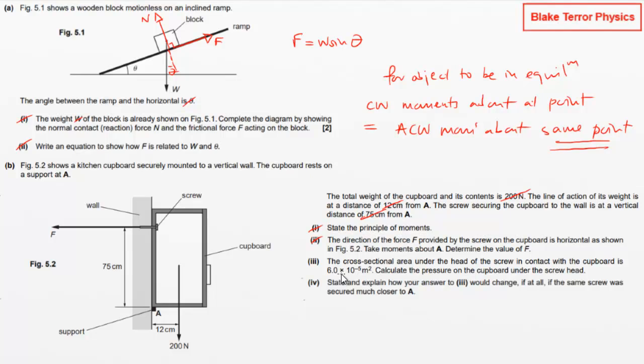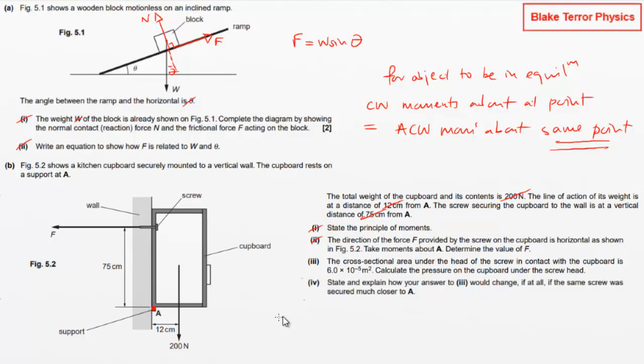Calculate the pressure on the cupboard under the screw head. So we're going to have to do our moments here. So it's in equilibrium. Again, this is one of these ones where they've given us the perpendicular distances. So remember, with moments, we don't have to take moments along the same line. It's just about the same point.